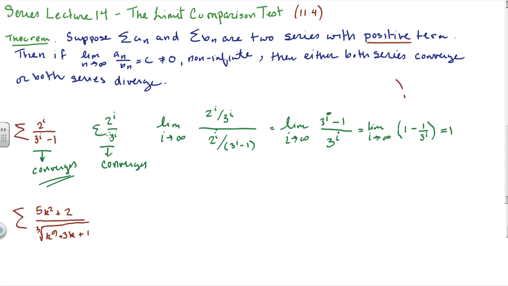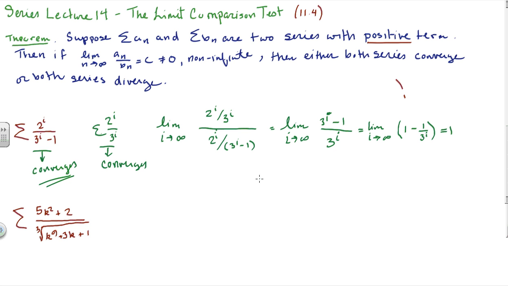Okay, so since the limit of the ratios was something besides 0 or infinite, the fact that this series converges implies that this other series must converge. Now, if this series diverges, that would imply this series diverges. They both do the same thing if that limit is non-zero and non-infinite.